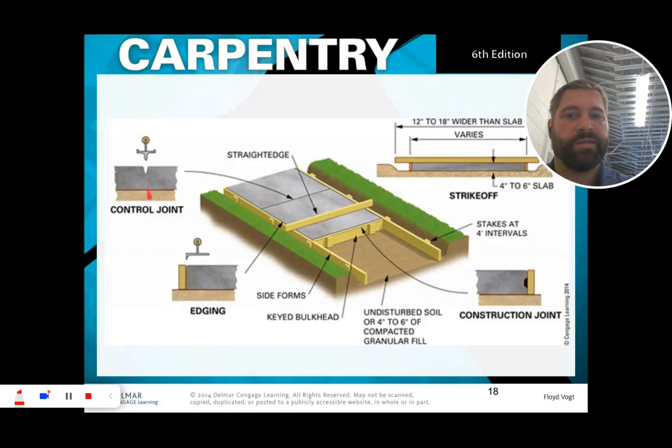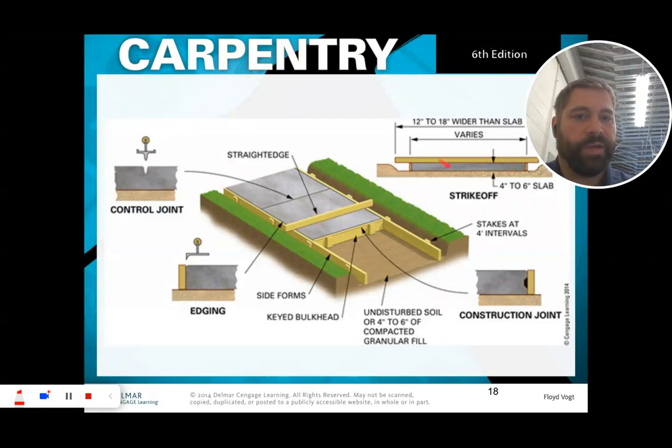And what this does is this will create a crack, but it'll crack where you want it instead of where it wants to crack. The edging puts a nice radiused edge, so a rounded edge, against your formwork, and it gives a much cleaner, neater appearance, and it actually creates some strength in that corner. These are our side forms, so we're going to be looking at these. This is a bulkhead, which we won't need to worry about because you're just going to be doing squares. When you have a keyed bulkhead, it allows it to tie in to the next one.